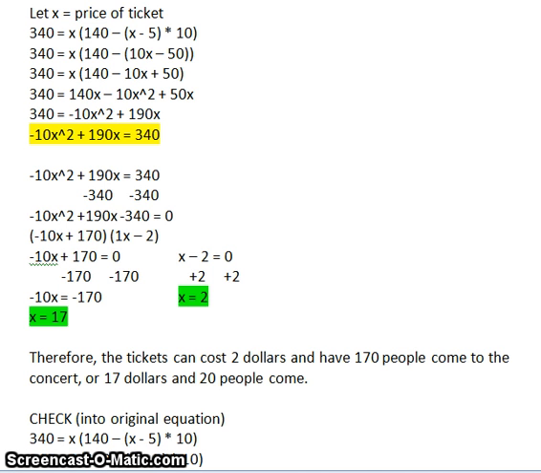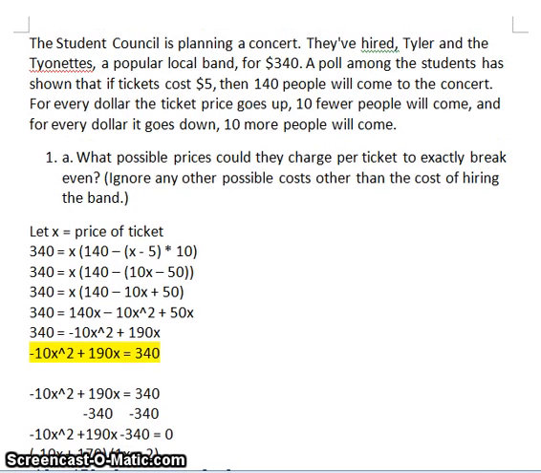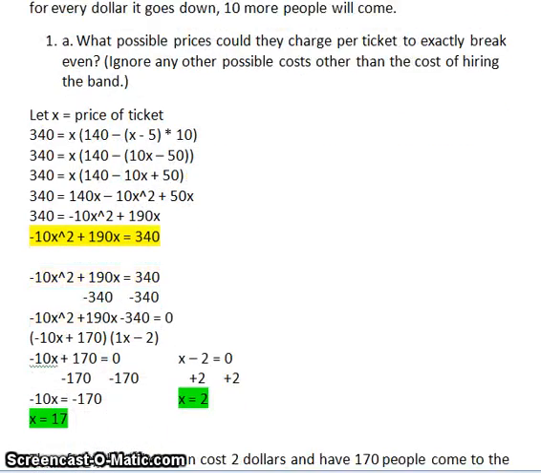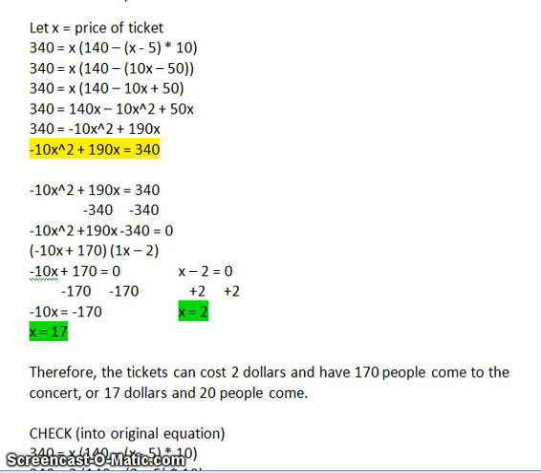So the 140 in this situation models the number of people coming to the concert. x is the price of the ticket, and 5 is the amount of money the ticket costs, which they showed in the problem in the beginning, and times 10 means that it goes up or down 10 people. So I simplified this to negative 10x squared plus 190x equals 340.